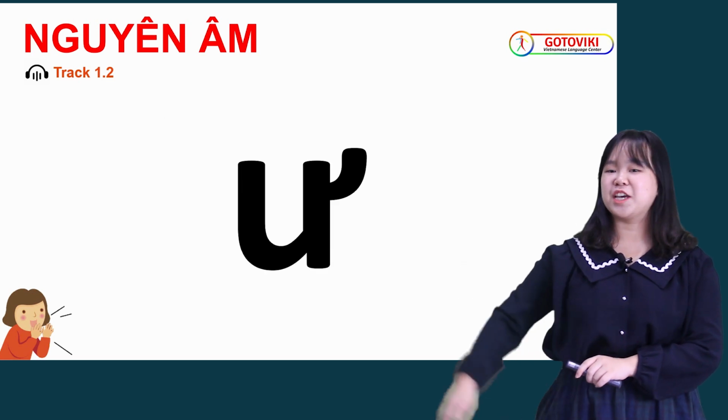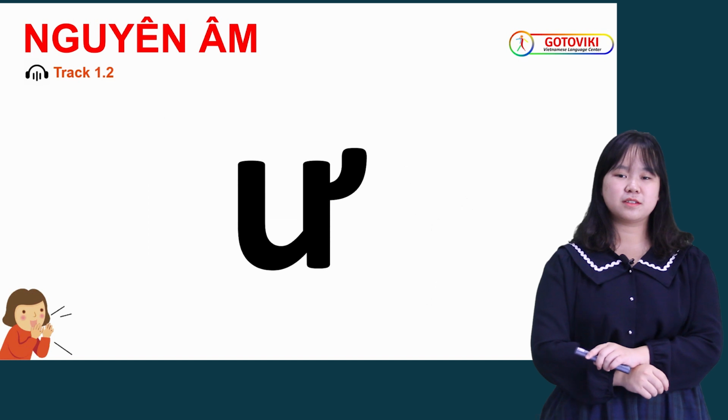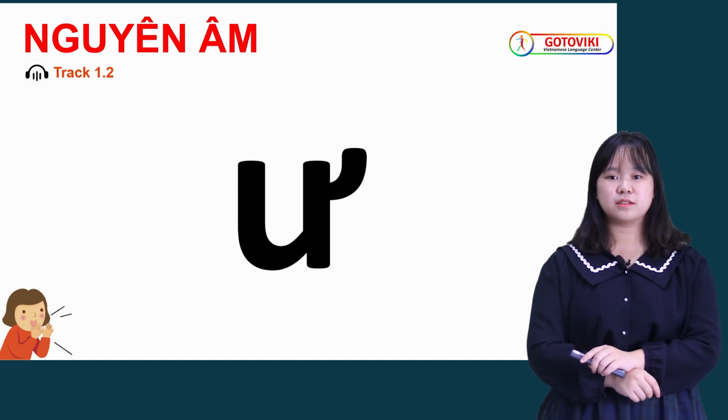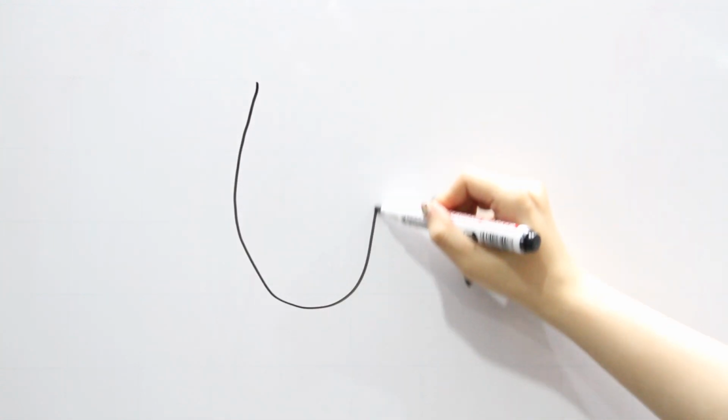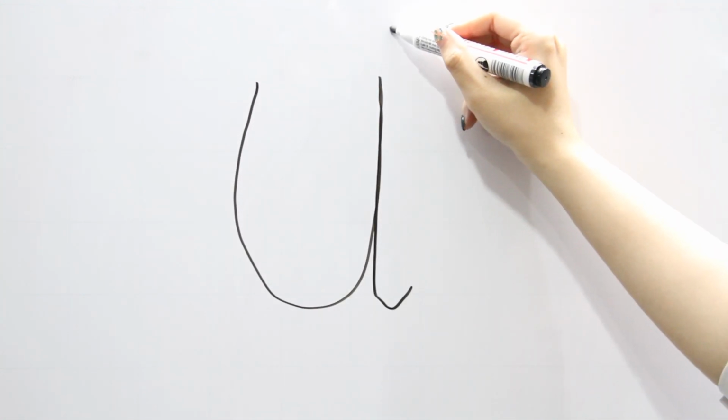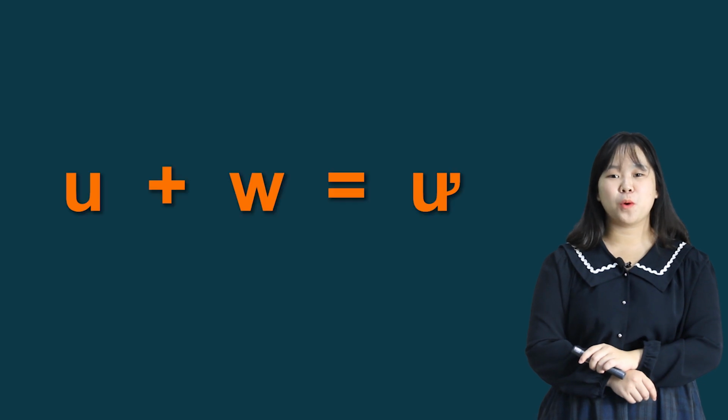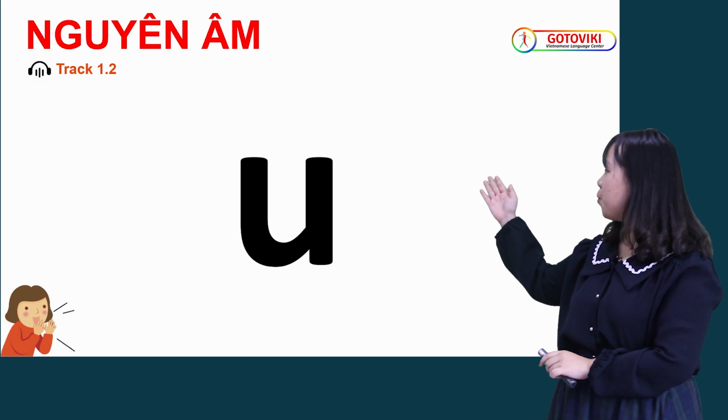Okay, we have the second one. Ư. To write the letter Ư, you first write the letter U and then add a small mark here. When typing on cell phone or computer in telex style, you will type U plus W to have Ư. And you can watch the video how to set up Vietnamese keyboard and Vietnamese typing following this link for best practicing. Okay, next we have U.